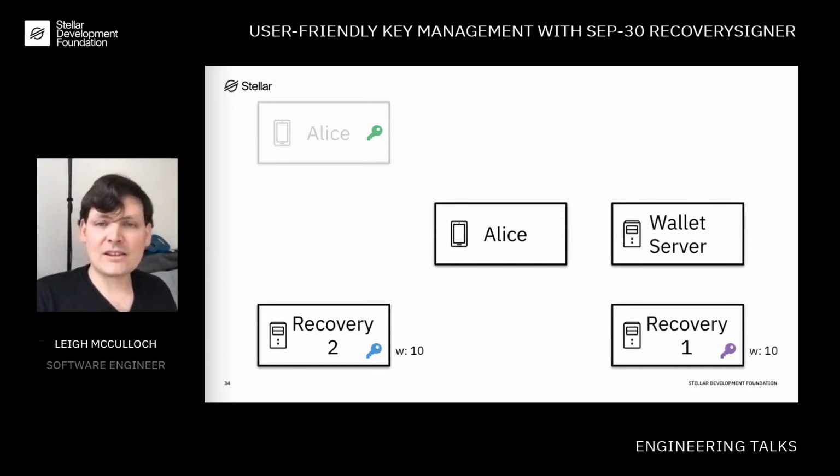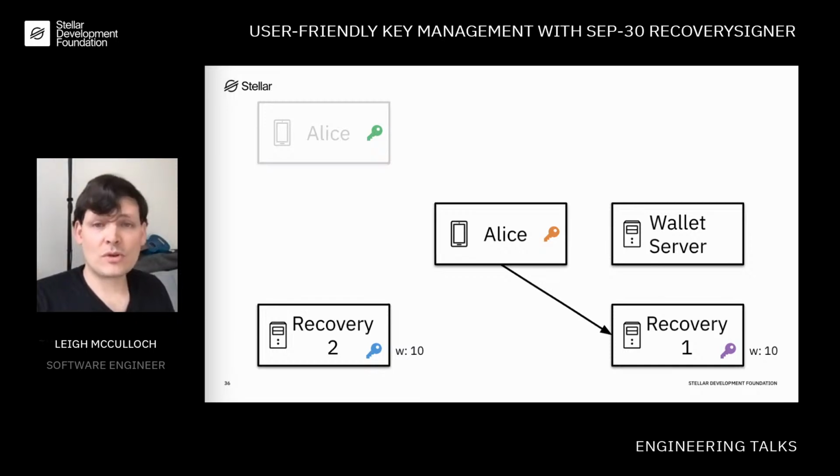So let's imagine that Alice has lost her phone and she's purchased a new phone. The grayed out phone in the top left is her lost phone that still has her device key on it, and her new phone has no key for the account. Alice's new phone goes through the same process that her previous phone did when it signed up with the wallet server. It generates a device key and it signs into the wallet. But that new device key is not a signer of her Stellar account, so her device cannot authorize transactions yet.